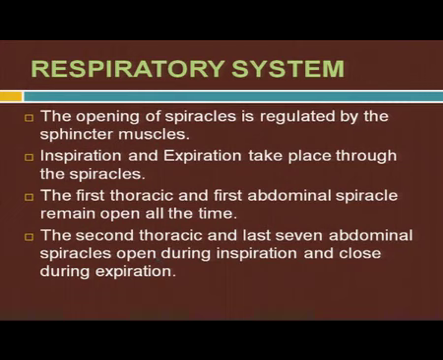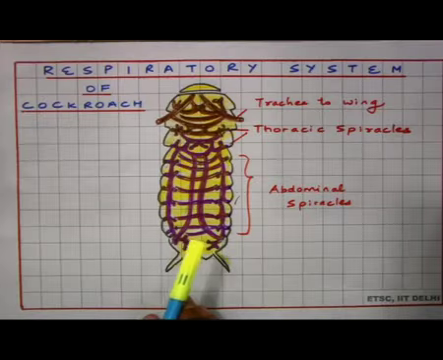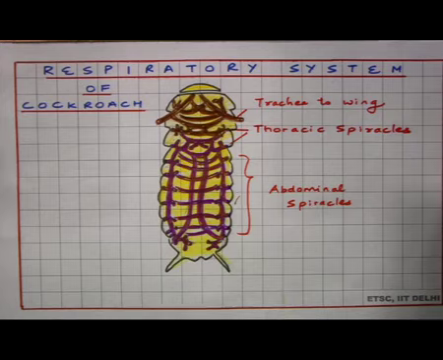So, this point you need to remember that the first thoracic and the first abdominal spiracle remain open, and the second thoracic and last 7 abdominal spiracles will open during the process of inspiration, but they will get closed during the process of expiration.